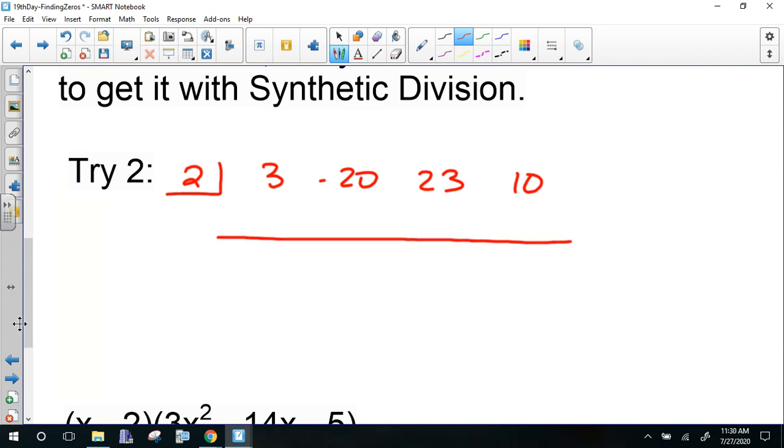And what should my remainder be? If 2 works, my remainder should be a 0. So I'll bring down my 3. 2 times 3 is 6. And I add. 2 times negative 14 is negative 28. And I add. Get negative 5. 2 times negative 5 is negative 10. And I add, I get 0. So 2 is a zero. X minus 2 is a factor.